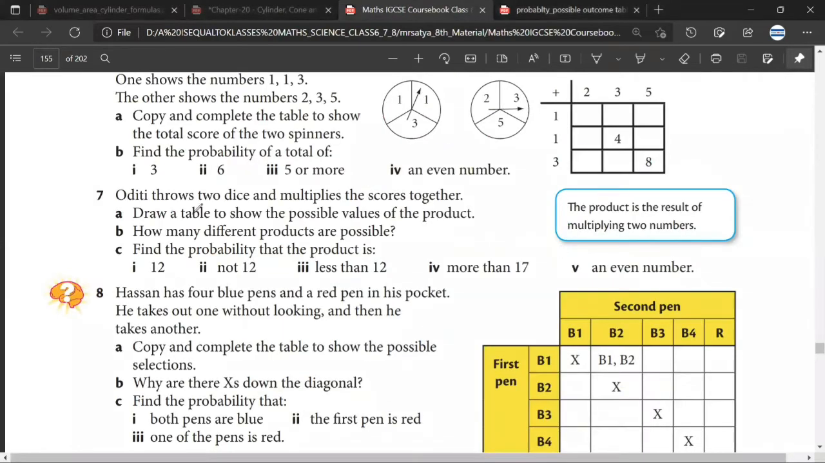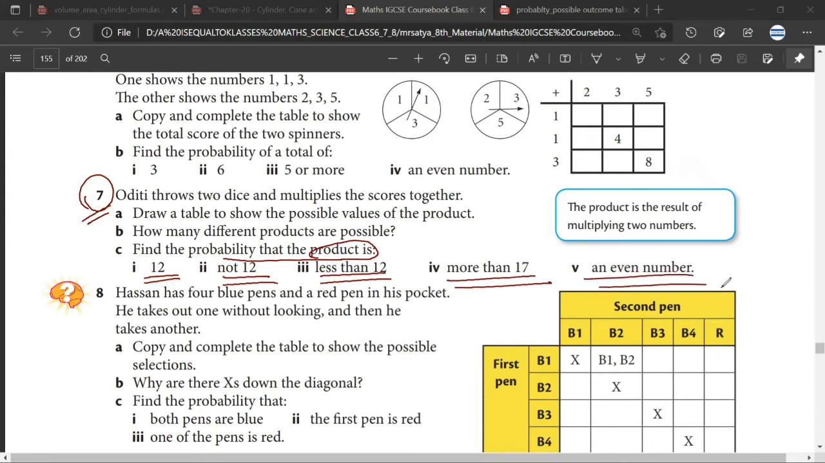So these are the questions that we have discussed. Find the probability that the product is 12, not 12, less than 12, more than 17, and an even number. Any doubt? No doubt. So, you need to do these questions again.